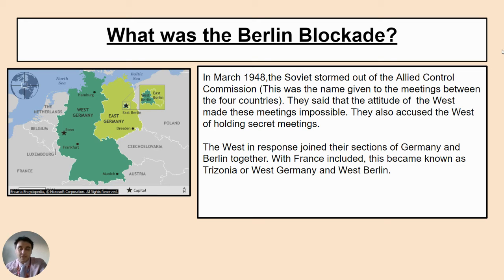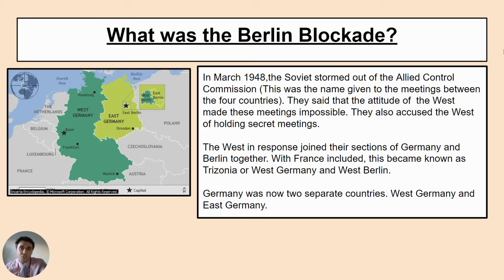So now we are seeing effectively two separate countries. Germany is divided into two, West Germany and East Germany. And spoilers, it's going to remain that way for quite a long time.